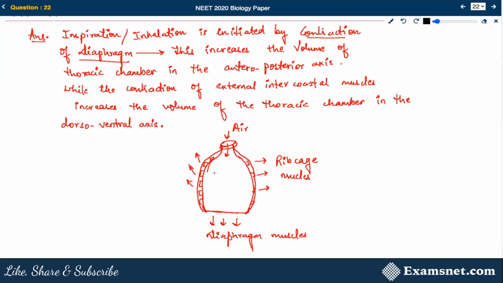These are contracted, and this results in an increase in the volume of the thoracic chamber, so there will be an influx of air from outside to inside. Since the volume of the thoracic chamber is increased, the pressure inside decreases, and the pressure in the outside atmosphere is very high. So this results in air, that means oxygen, rushing from outside to inside. So this is how it goes on. Clear?